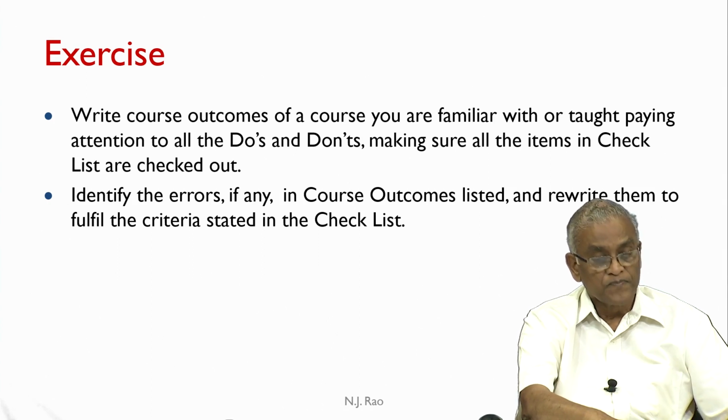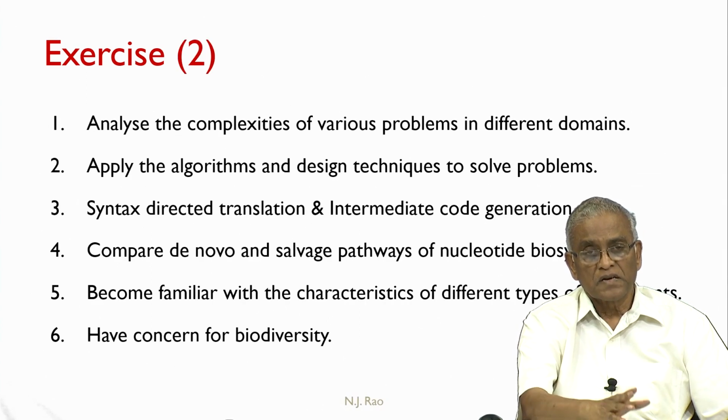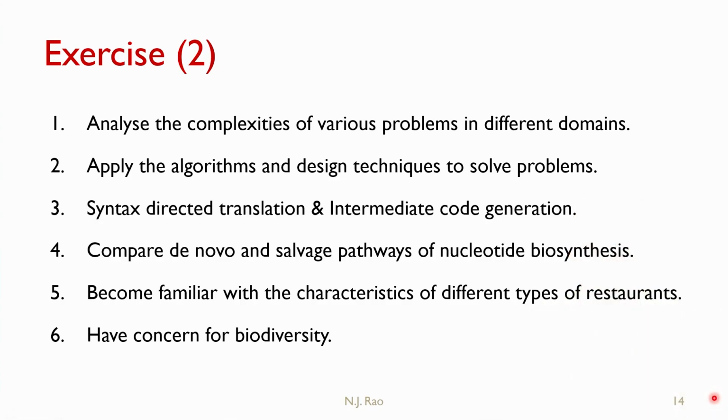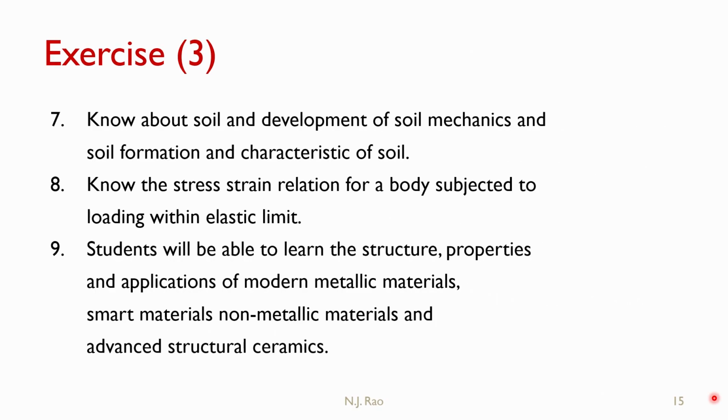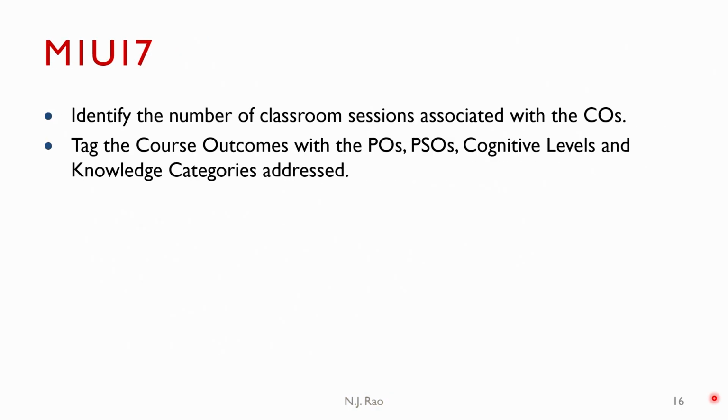So, we are going to give a set of outcomes like this, and we request you to identify the errors in them and reword them. Okay, I am not going to read all of them. There are about 9 given. And in the following unit, we will continue with our writing of course outcomes.